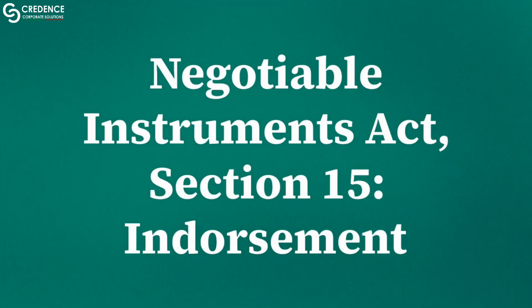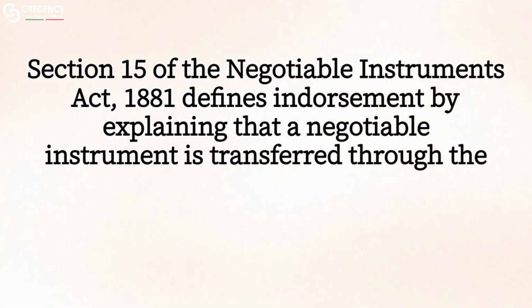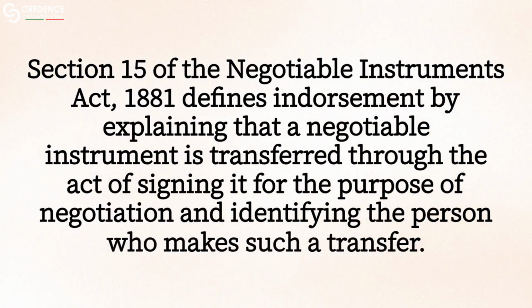Negotiable Instruments Act, Section 15, Endorsement. Section 15 of the Negotiable Instruments Act, 1881 defines endorsement by explaining that a negotiable instrument is transferred through the act of signing it for the purpose of negotiation and identifying the person who makes such a transfer.